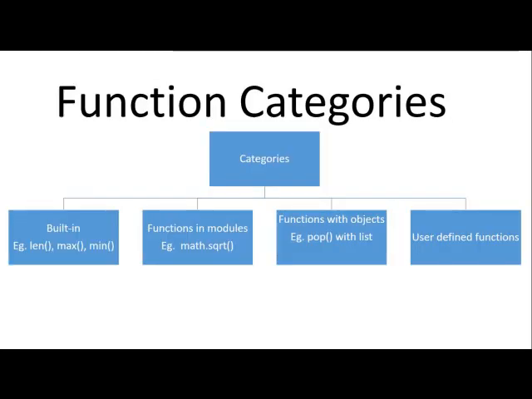Now here what I'm going to talk about is the different function categories. They are divided into 4 different categories. Built-in functions are inbuilt inside Python itself, which you have already seen. The len function is used to find the length of different types of objects, for example list, tuples, number of characters in a string. The max and min functions find the largest and smallest number in a list and tuple, etc. These are built-in functions inside Python. You don't require any extra module for them.